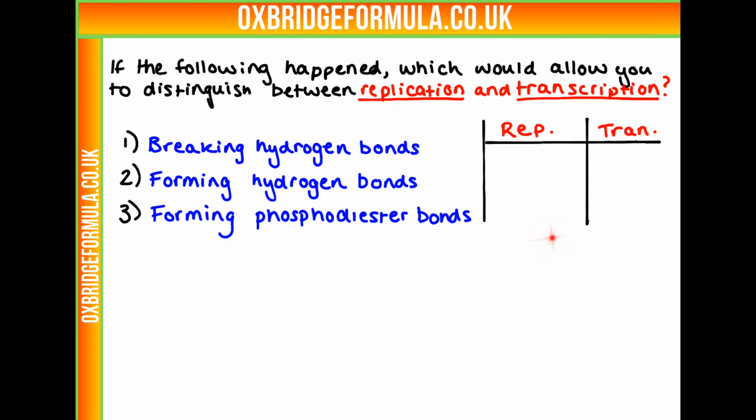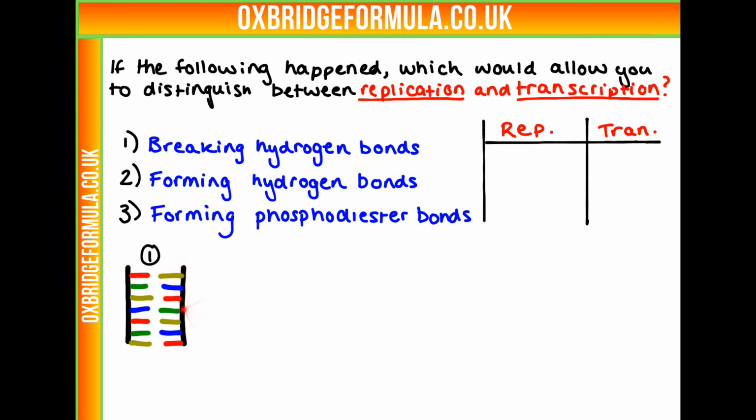So let's make ourselves a little table and we can tick these off to see which one is going to be the odd one out. So let's start looking at breaking our hydrogen bonds. We know for both our processes, replication and transcription, we're going to be needing DNA. And how do we break our hydrogen bonds? What is that going to do?